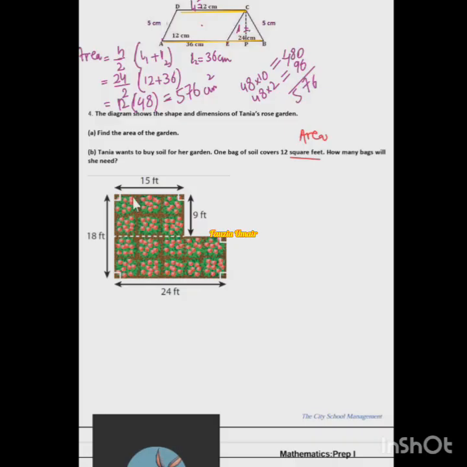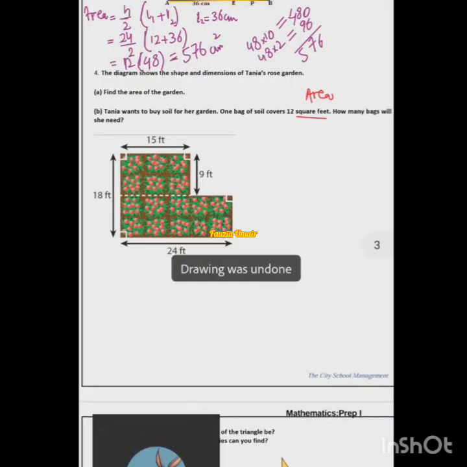But this is not a simple shape. What kind of shape is this? Composite shape, right? Composite shapes are when there are two or more shapes joined together making one shape. So can you tell me what are the two shapes connected here? Two rectangles.